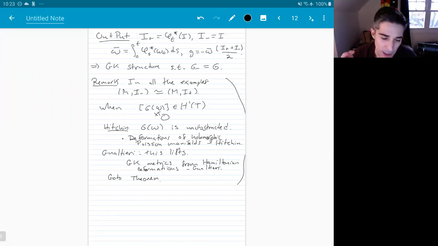But I mean, it's important to remember that this type of deformation is a very special type, the one that is the holomorphic Poisson deformation. Like there's these directions that are unobstructed, but that says nothing about, you know, potentially a lot more deformations.